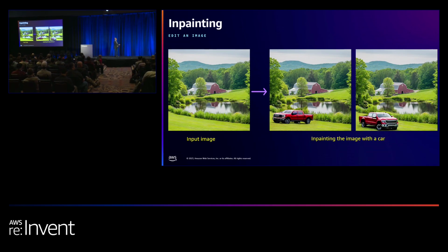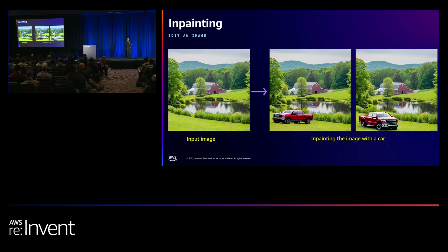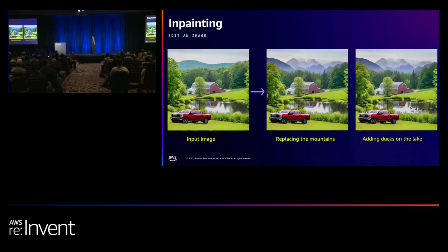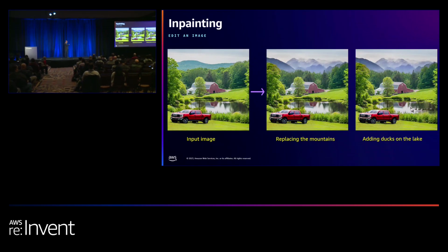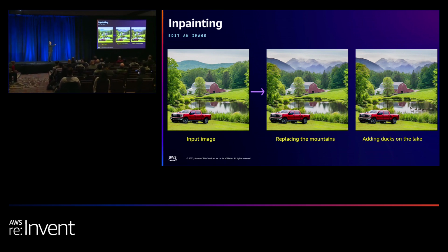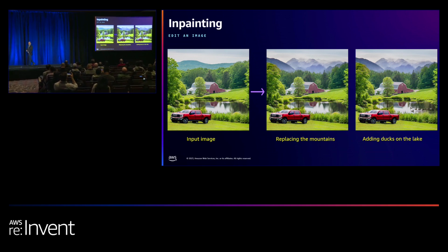In painting, again, we start with the left-hand image, which is also generated by our model. A barn with a lush green forest with mountains behind it, lake in front of it. You can add a car in front of it, right? Now, in the next step, you can take one of the generated images, which is now the left image, and you want to change the mountains. So you can adjust that. You can add some ducks on the lake as well.